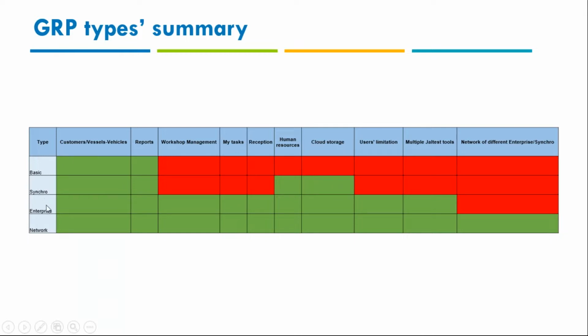Next step, we need to contact customer support and request it, as I said, and now we'll have same thing as the other options: customer, vessel, vehicle list, reports, workshop management right now. Okay, so now we can assign orders, the tool use history, etc. We have my task, reception, human resource, obviously, cloud storage. Now we don't have user limitation. Before we had 10. That was the limitation of user.